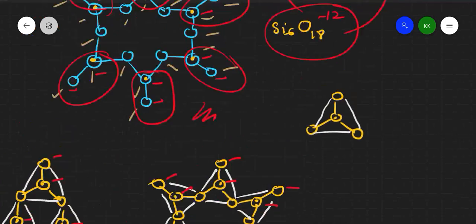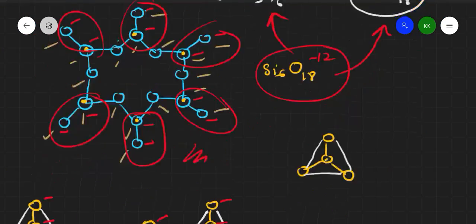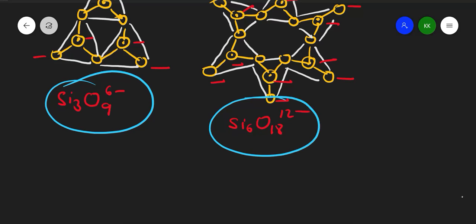Yeah, O18. And this one is Si3O9. Yes, both formulas are correct. So this is Si3O9 6 minus, and this is Si6O18 12 minus, right? So I hope the structures and the things are clear, right?